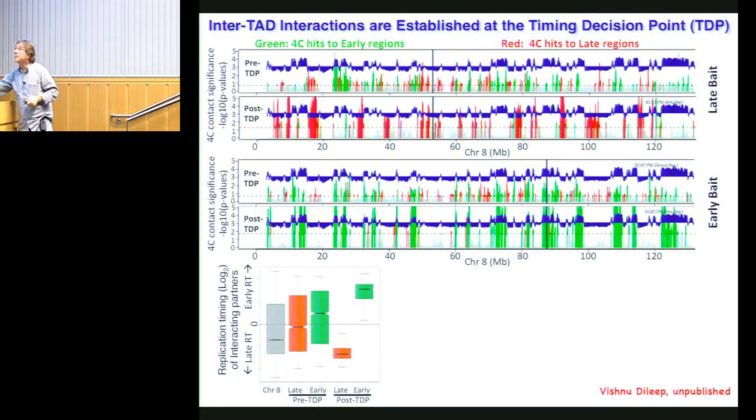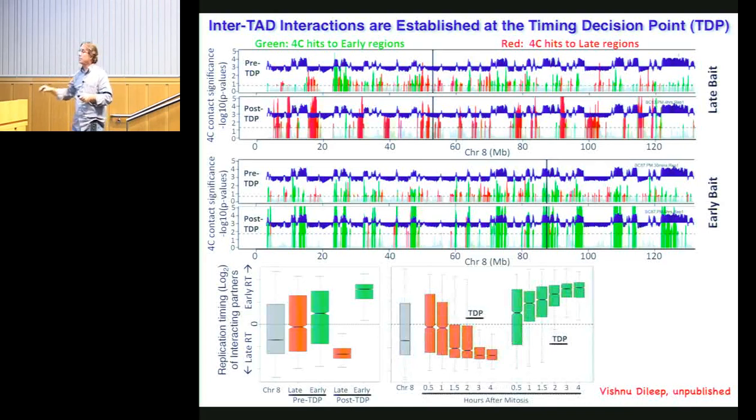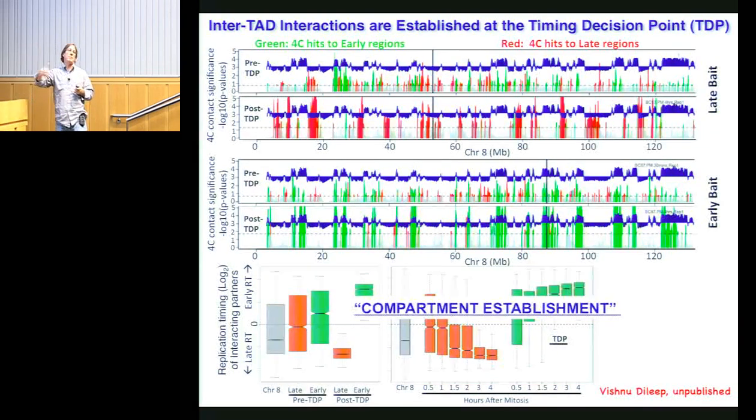And then we could do a time course. This, by the way, has been accepted to Genome Research, so that should, we hope, all be out soon. So you can see that if we do a time course during early G1 phase, the completion of this interacting pattern happens coincident with the timing decision point. Okay? So we call this the establishment of the compartment, which is going to be happening after each mitosis.